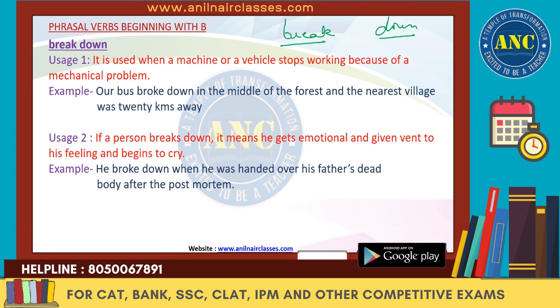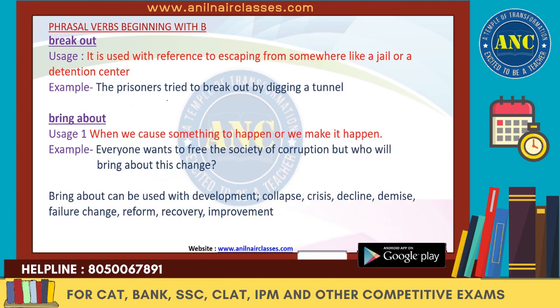The second one is if a person breaks down, it means he got emotional and gave vent to his feelings and began to cry. So see the example. He broke down when he was handed over his father's dead body after the postmortem. That means he became very emotional and started crying. Break out. Now it is used with reference to escaping from somewhere like jail or detention center. The prisoners tried to break out by digging a tunnel.